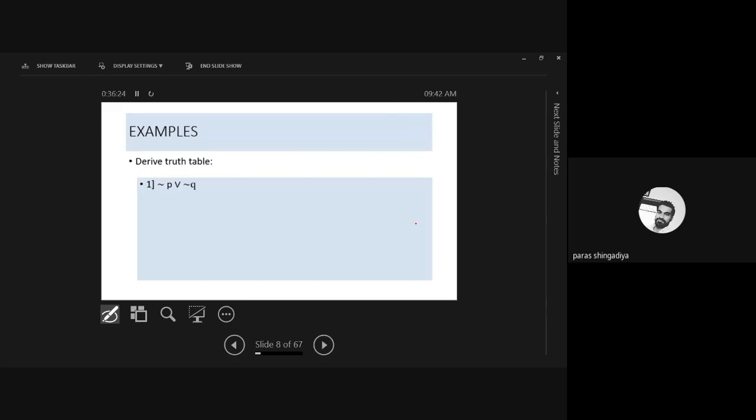That is one of the compound statements: negation P or negation Q. What output will you get in the last column? Clear? So which data is required in the columns? Two statements are given, so in this column we require P, and both columns are required.